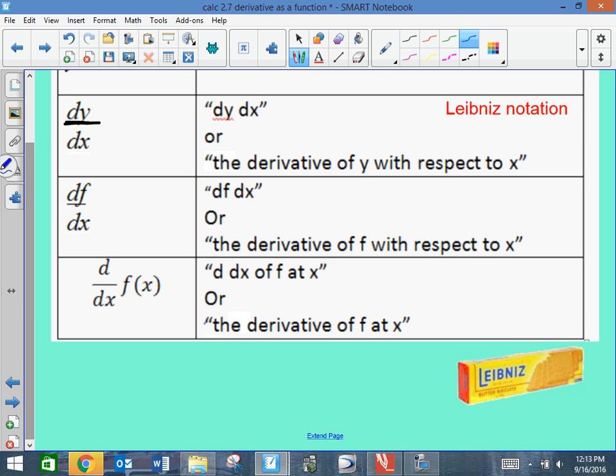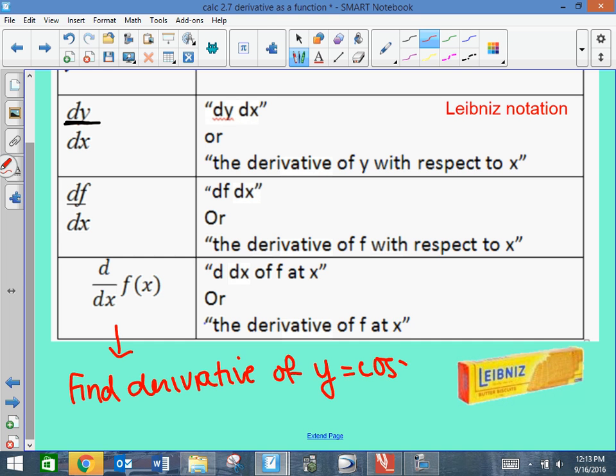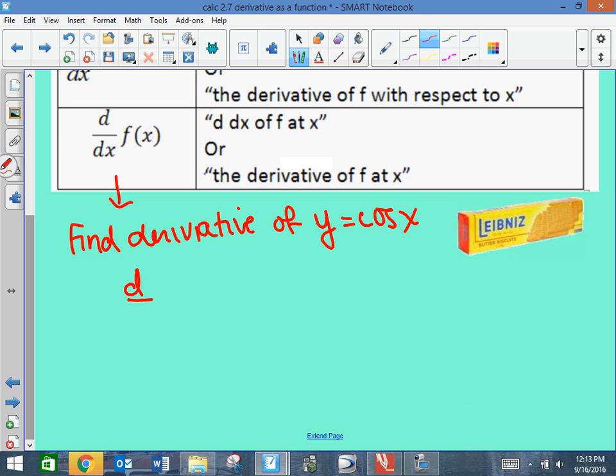And then this one is nice if you are looking at a specific function here. Just to do a bland y, you would probably not use that. But if you say you wanted to find the derivative of, and we don't even know how to do this yet, of y equals cosine x, you could do this. And that way you know what you're finding the derivative of. Okay? So it's very nice.